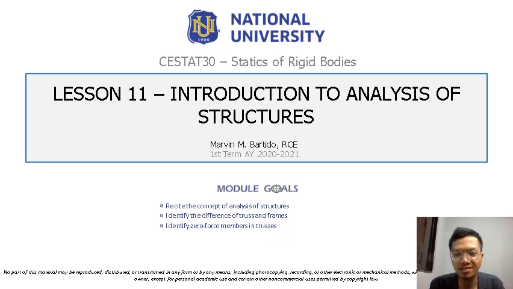Everyone! For today's discussion in statics of rigid bodies, we're going to discuss the introduction to analysis of structures. For this lesson, students must be able to recite the concept of analysis of structures. Students must be able to identify the difference of trusses and frames, and students must be able to identify zero force members in trusses. So let's start our discussion.